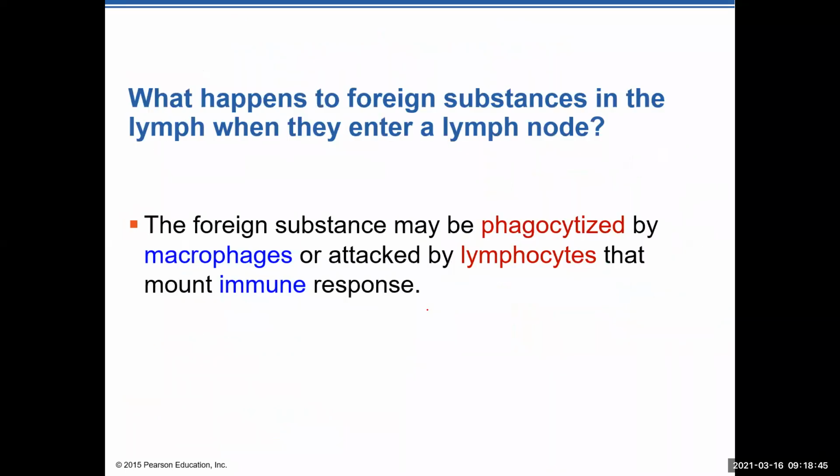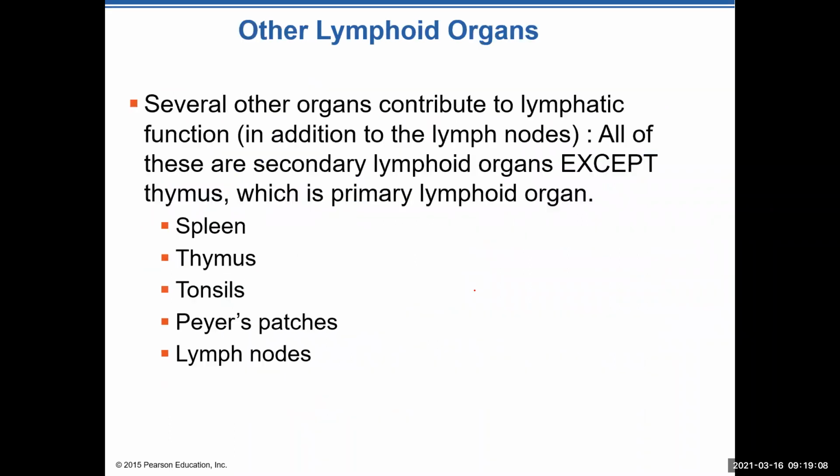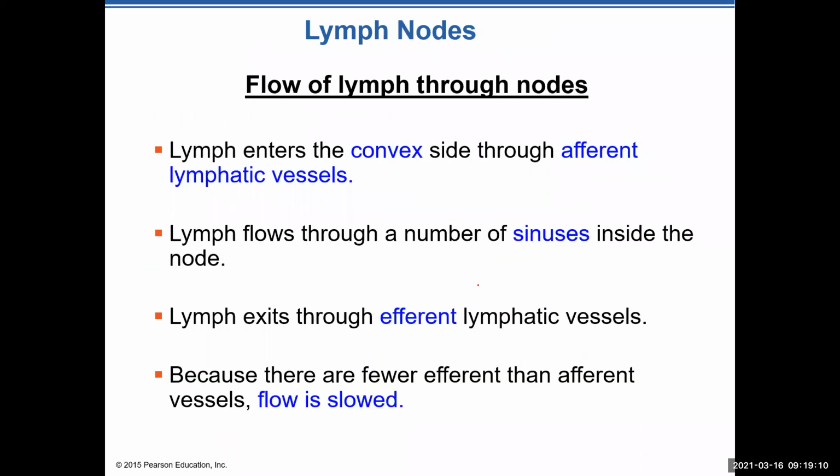So what happens to the foreign substances in the lymph when they enter the lymph node? Simply, they might be phagocytized by the macrophages, or they might be attacked by the T cells or the B cells to mount the immune response. So this was about the flow of lymph through the lymph nodes.